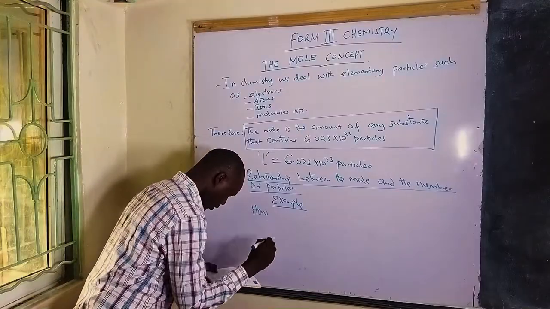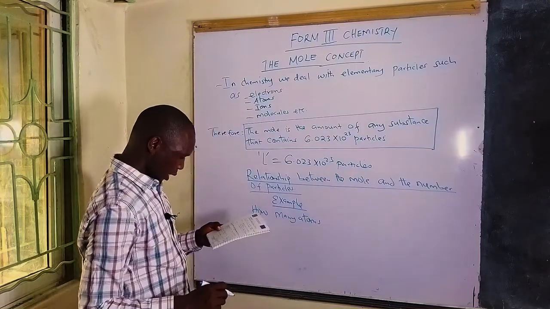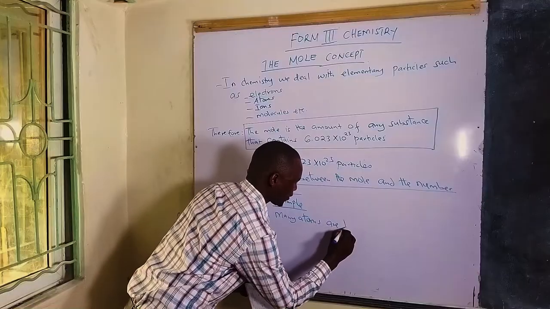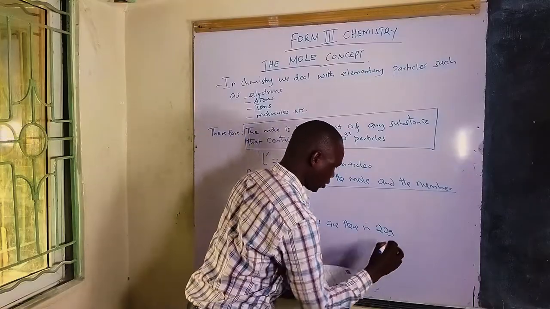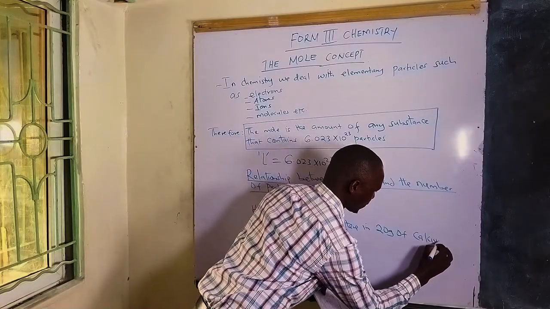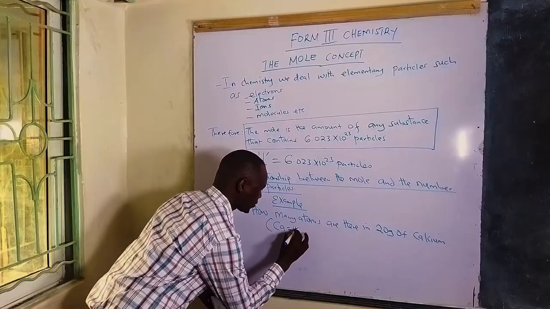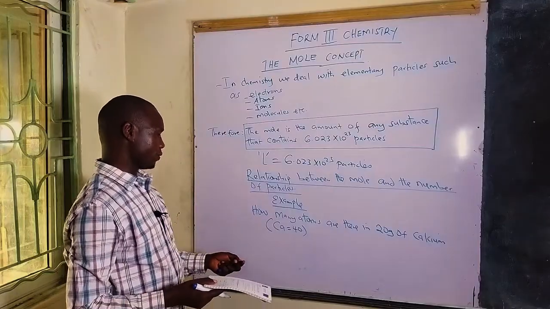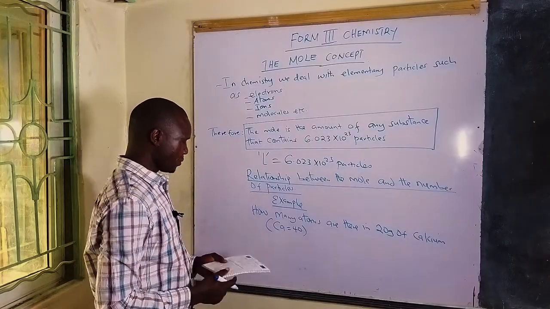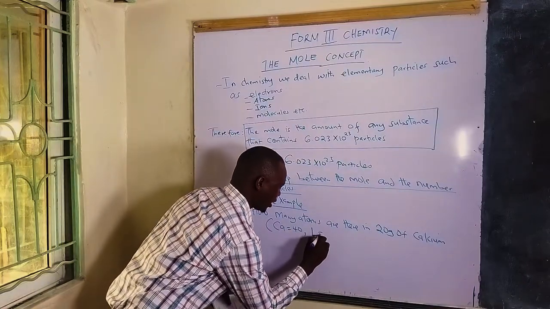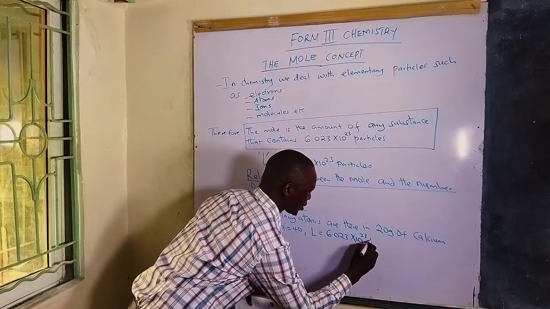And this example reads, how many atoms are there in 20 grams of calcium? So in brackets, calcium is 40. That means the relative atomic mass of calcium is 40, and one mole of calcium weighs exactly 40 grams. And from there, you are given Avogadro's number, which is 6.023 times 10 power 23 particles.